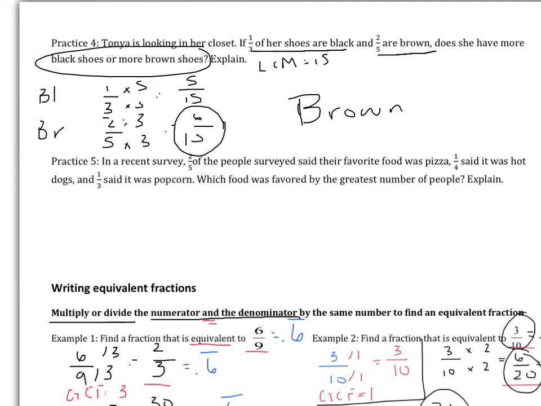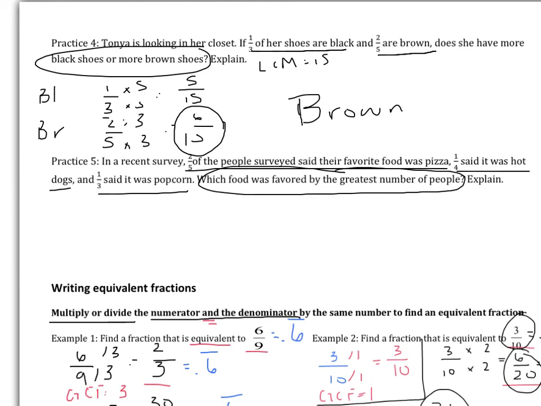So it says, in a recent survey, 2 out of the 5 people surveyed said their favorite food was pizza. 1/4 said it was hot dogs, and 1/3 said it was popcorn. So we have, and it's good to go ahead and write this out. We're solving what was the favorite food for the guests. So it's a good idea to write out what you have on the side. So we had pizza was our first one. So I'm going to put PI for pizza. That was 2/5.